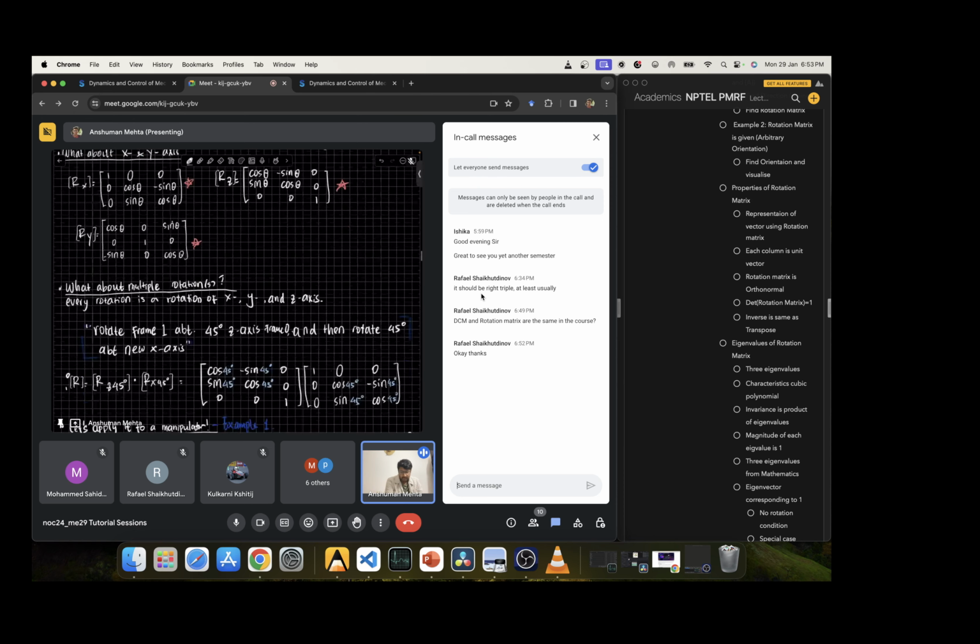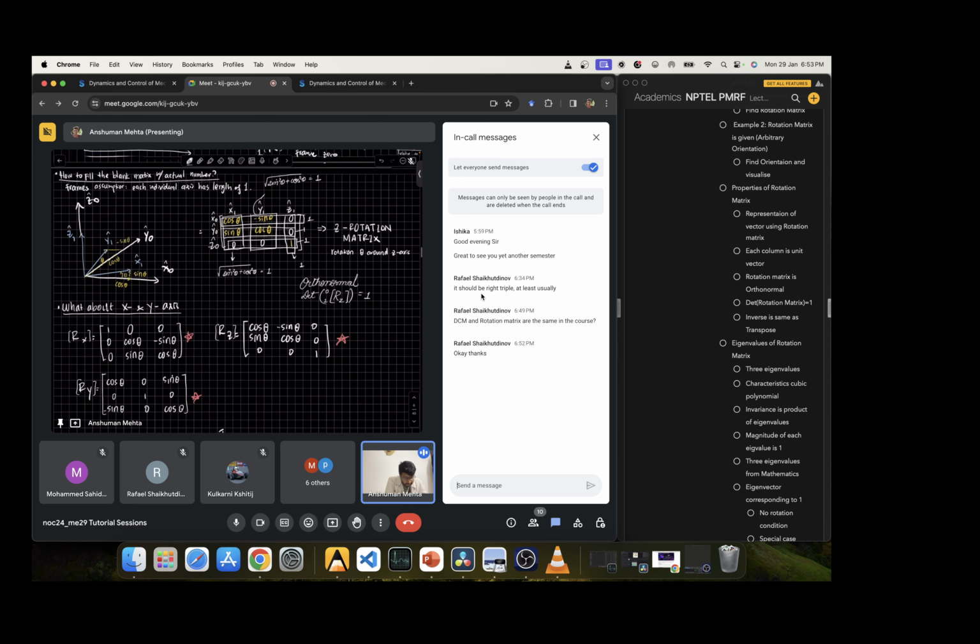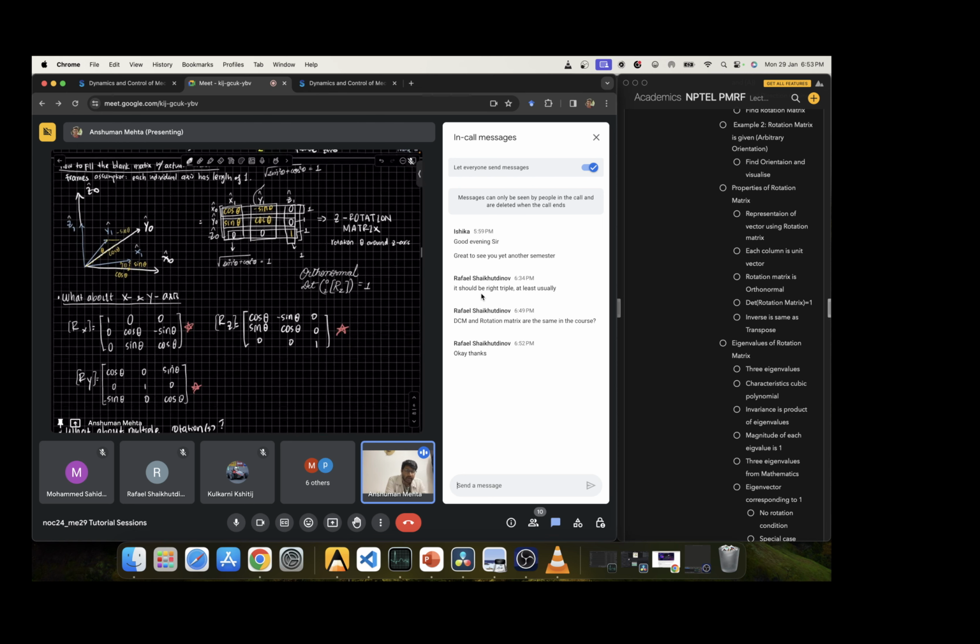Now, what about multiple rotations? Oh, we were at the properties, right? So it's orthonormal and the determinant should be equal to 1. And also the inverse is the same as the transpose. So these are the properties.